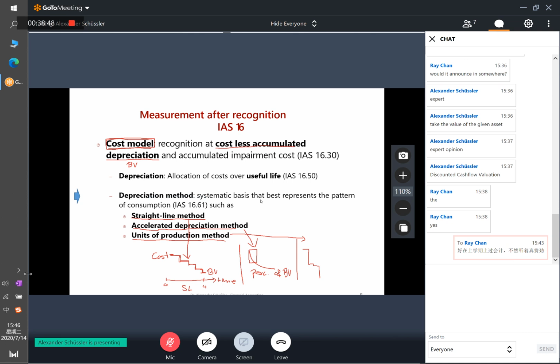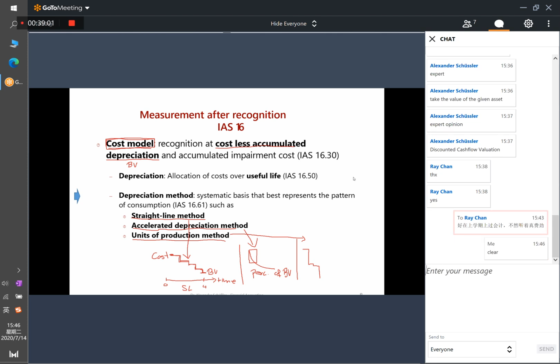Does that make sense, or are there any questions related to this slide? Clear? Okay. And then if there are no questions, we go on.